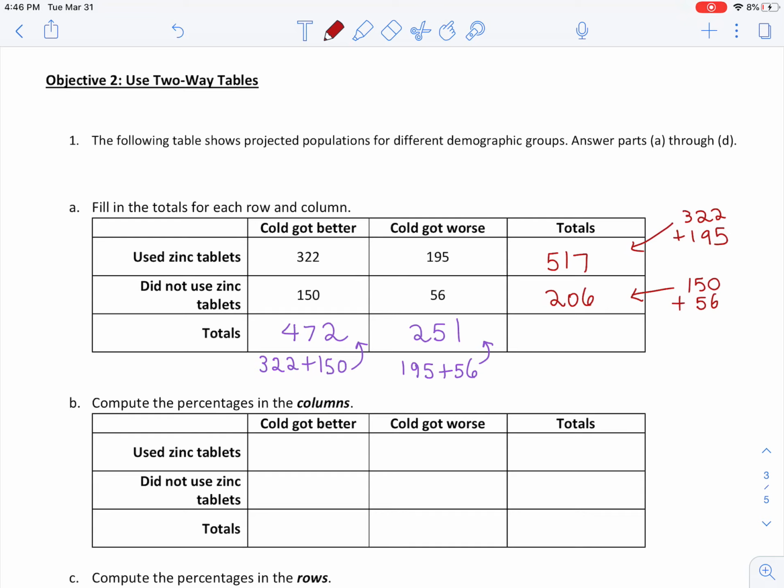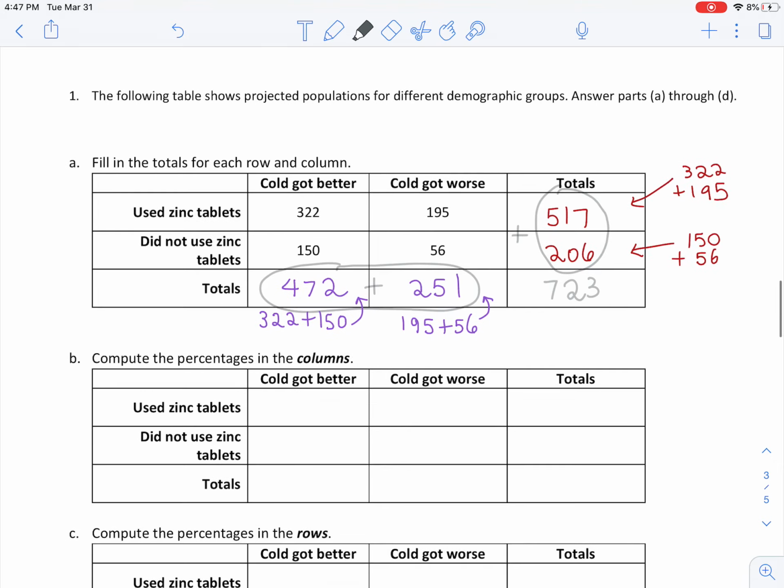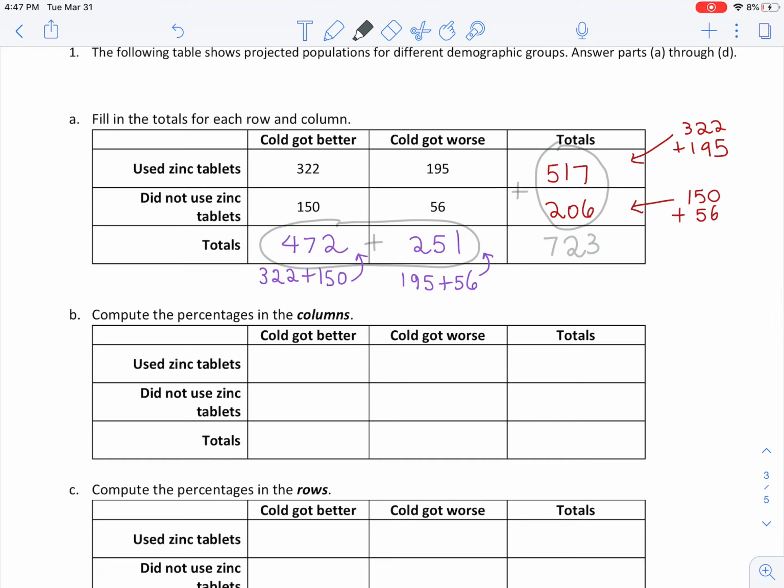Now look, we can check if we are doing these right. If you add up these two numbers together, 517 plus 206, you will get 723. Let's just double check. Add these two together too. If you add 472 plus 251, you will get 723. So we're good with finding the totals for each row and column. And we're going to use this to find the percentages, okay?